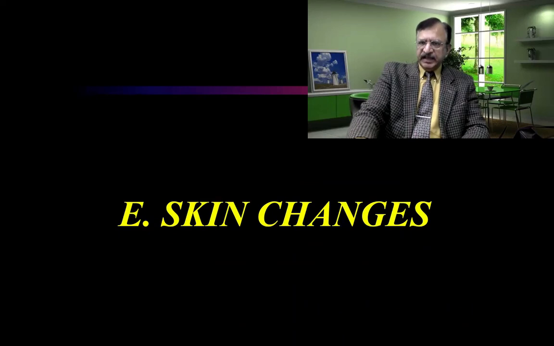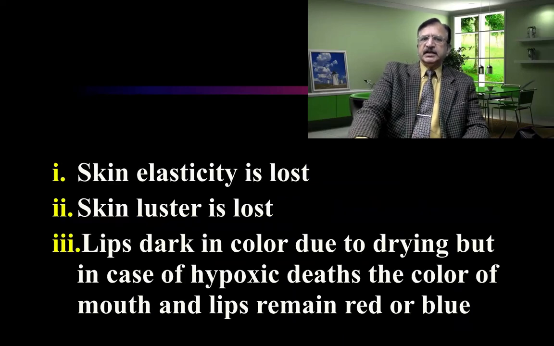There are certain skin changes which will be visible, like the elasticity of the skin is lost, skin luster is lost, lips are dark in color due to drying. But in case of hypoxic death, the color of the mouth and lips remains red or will become blue.